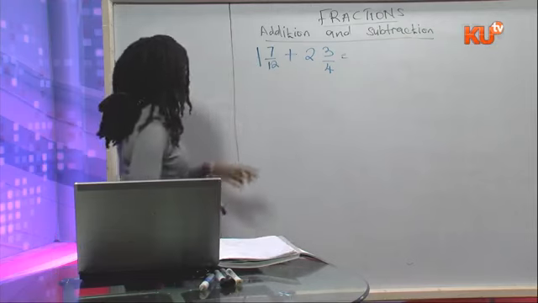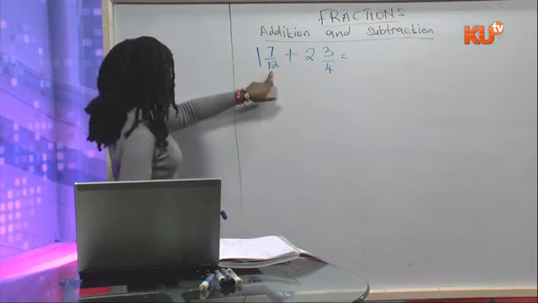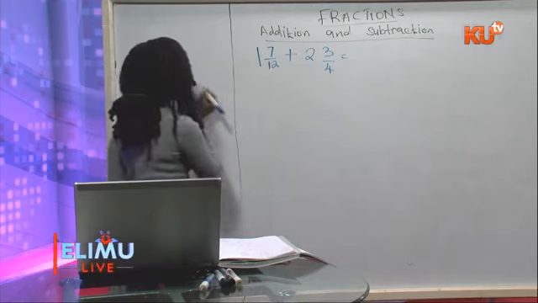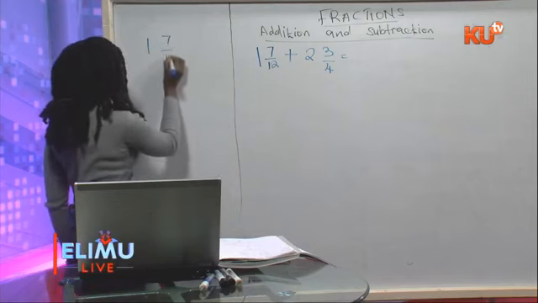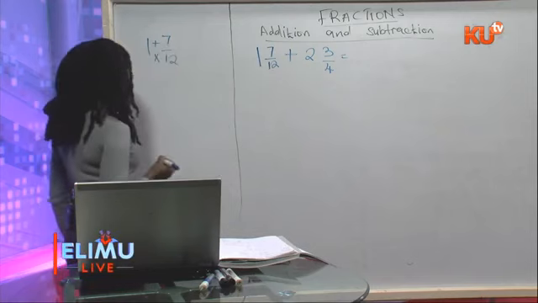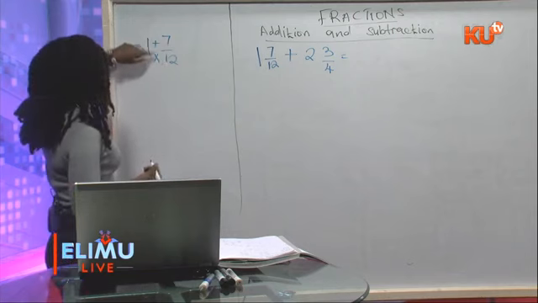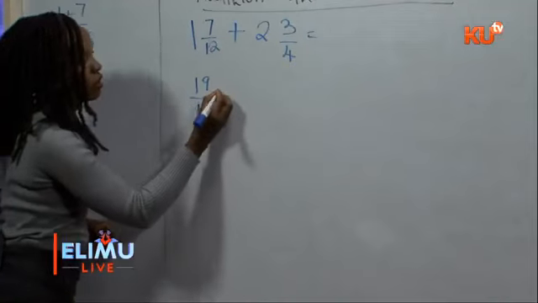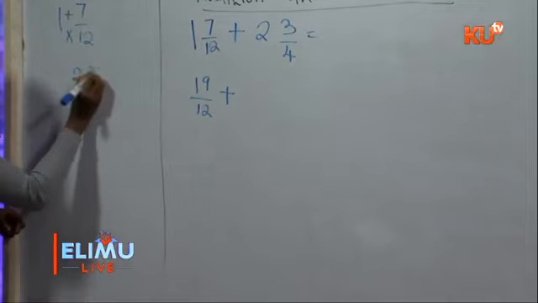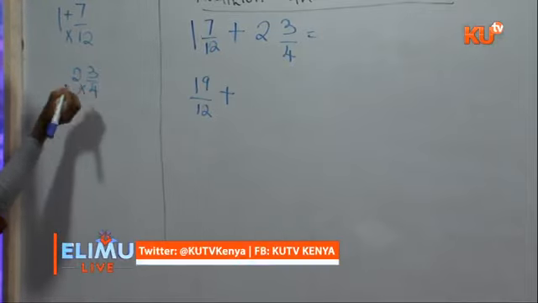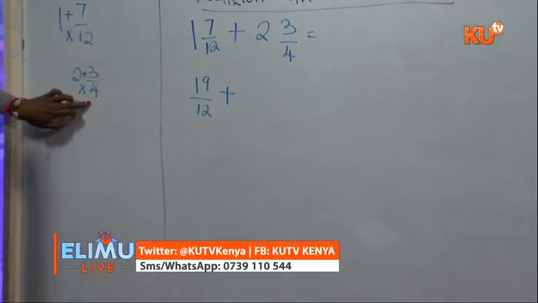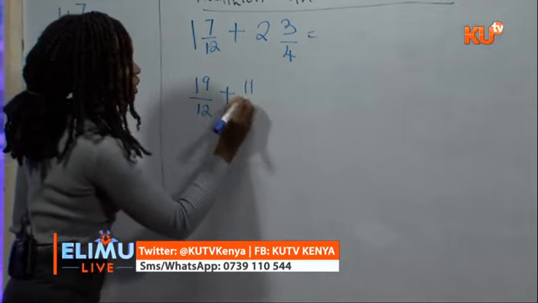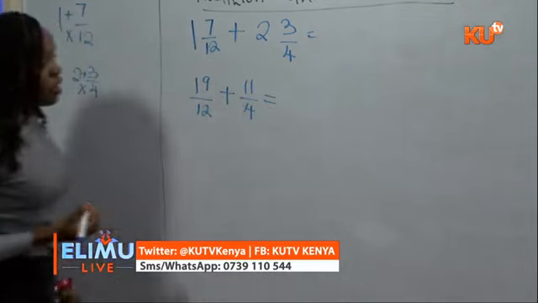And we said for us to change, it is the whole number times the denominator plus the numerator over the denominator. So you're going to have 1 times 12 plus 7. So 1 times 12 is 12 plus 7, we get 19. So it is 19/12 plus 2 3/4. 2 times 4 plus 3. 2 times 4 is 8 plus 3, we get 11. 11/4.